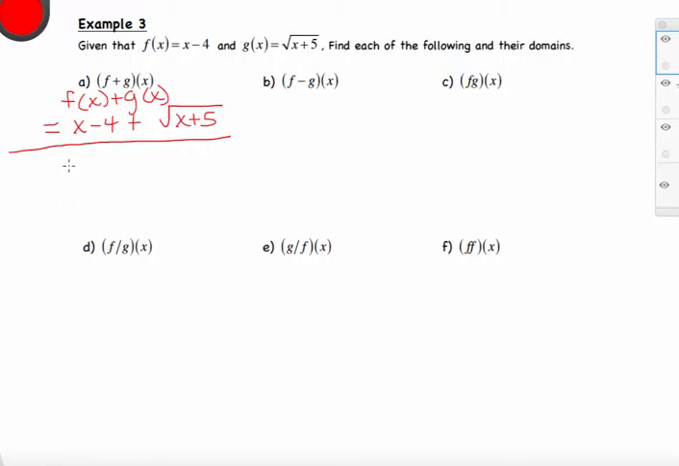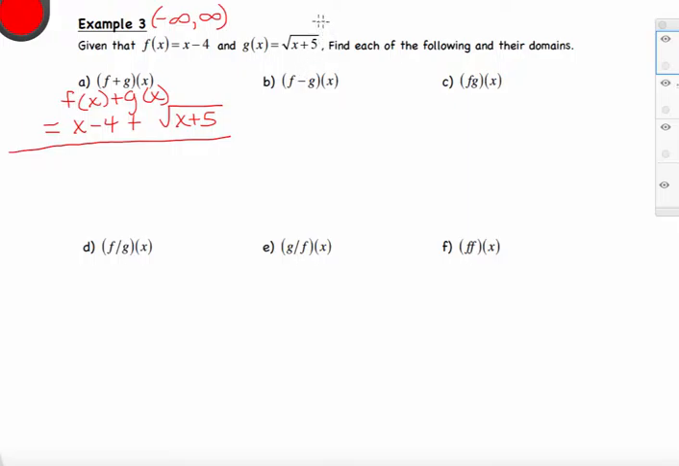And the domain of f plus g of x, as well as f minus g and times g, is the intersection or overlap of the domains of f and g. So let's find the domain of f and g and figure out where they intersect. The domain of f is just all real numbers. I do not have an x in a fraction or underneath a fraction bar, and I do not have a radical symbol, so there's nothing to worry about.